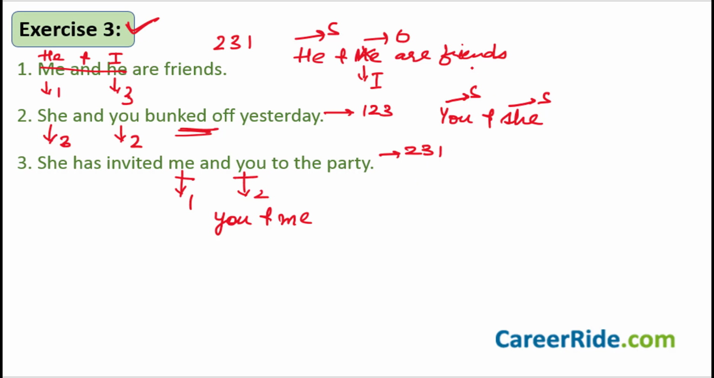See, the mistake in the second sentence, sorry: the sequence is wrong. There is a mistake of sequence and there is also a mistake of case. So you have to pay attention that you should not be applying just one rule. You have to apply everything that you have learned till now. You know the case also, you know the sequence also. So pay attention and answer accordingly.